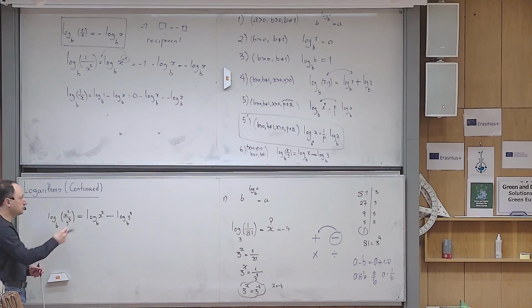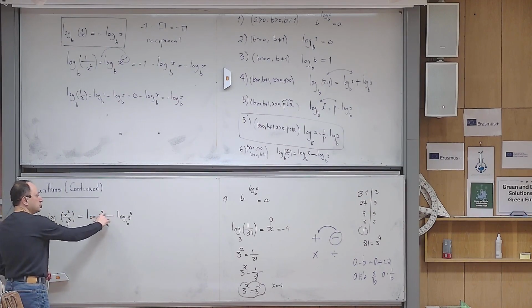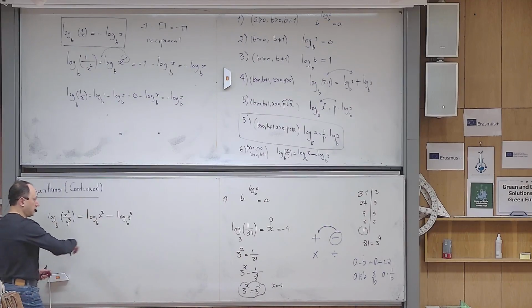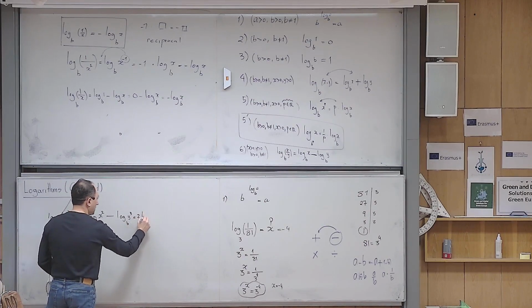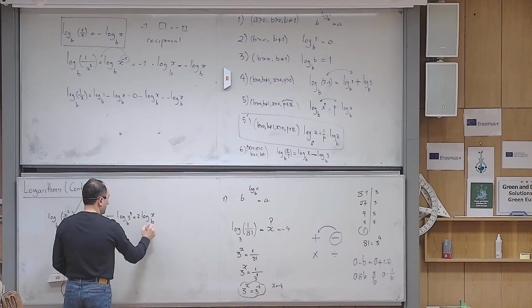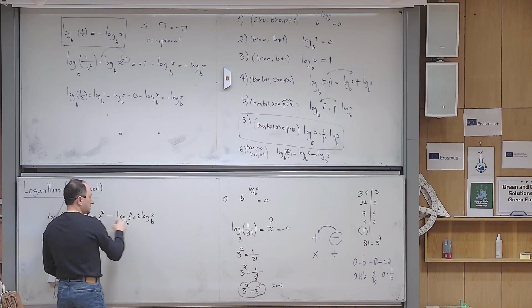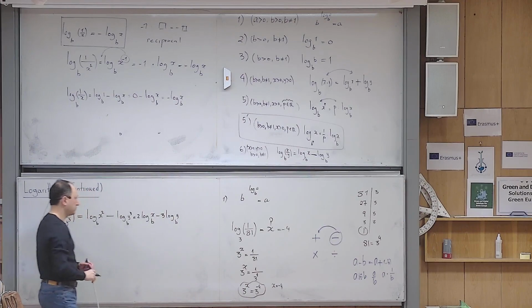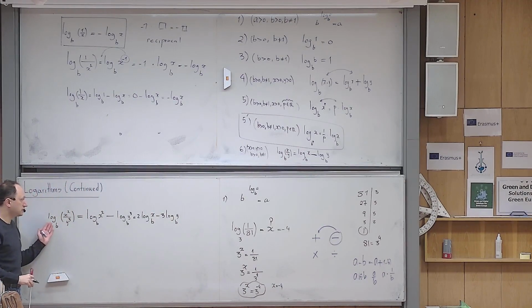But what can I do more? What can I do with these 2? What can I do with that 3 there? I move them back to the back. Yeah, so it becomes 2 logarithm x to the base b, and then 3 goes there. There is a minus sign there, so it becomes minus 3 logarithm of y to the base b. That's it. I just want you to understand that this is a valid way of doing things.